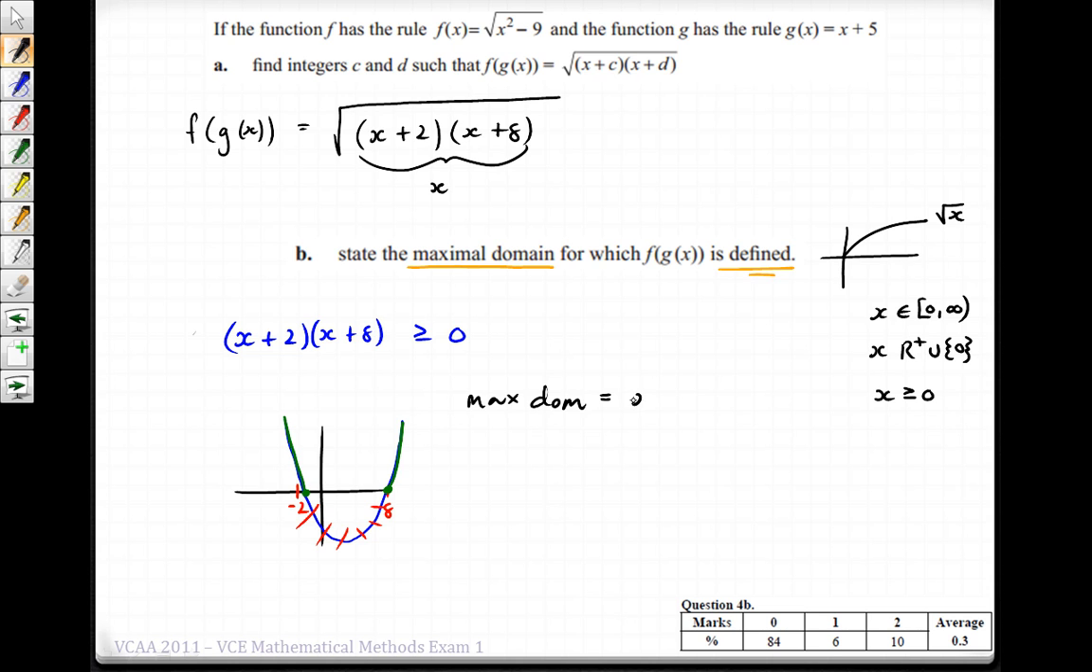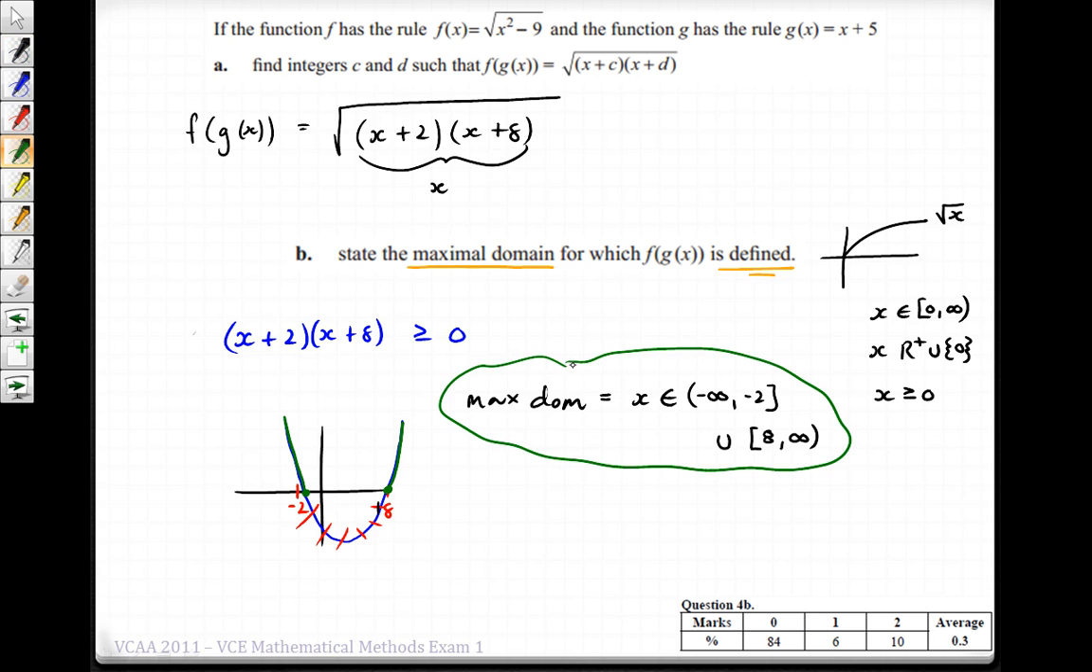So from our graph, the maximal domain is given by x is an element of. So we're going to start at -infinity, but we can't include it. We're going to go all the way up to -2 included, and we're going to union that. So we're going to grab that and we're going to union it with +8 included, all the way up to infinity not included. And that's your maximal domain for this question.